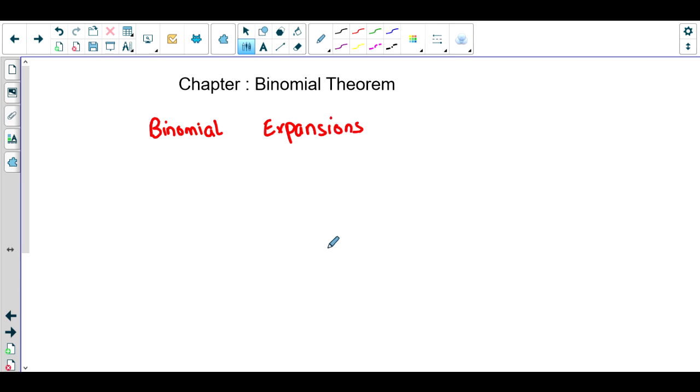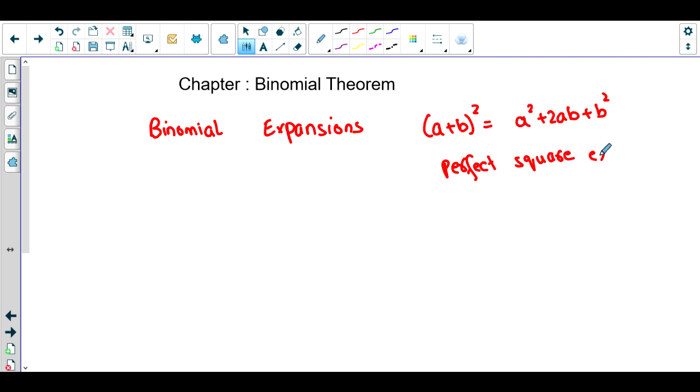This is a very common formula in mathematics: a plus b whole square is a square plus 2ab plus b square. This is also called the perfect square expansion. We have a plus b, which is a binomial. It is squared, so it's a power of a binomial. What's the power? 2. Similarly, we can use this expansion to solve a plus b cube.